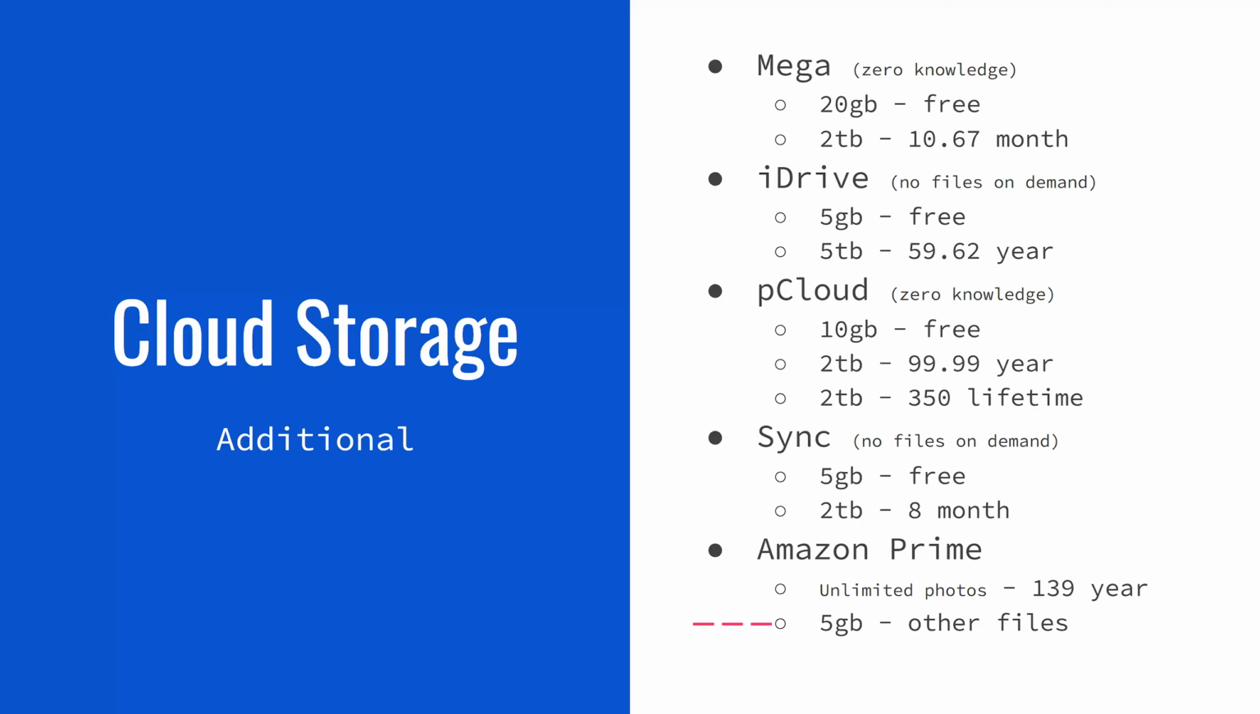Also, if you're a photographer, it's a pretty attractive cost to just have unlimited photos. And these are unlimited full resolution, no compression photo backups. Also with Amazon Prime, you get 5 gigabytes of other files, but that's not incredibly notable because most of these other options will give you between 5 and 20 gigabytes for free.